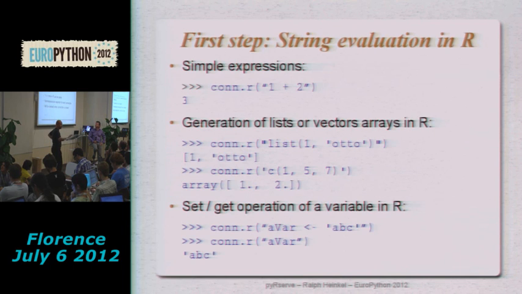And then you can send string expressions from Python to R, get them evaluated, and get the results back. The first one is just adding a number. The second one is creating a list, or a vector, on the R side. And what you get back immediately, when it's evaluated, is translated to the Python side, and you have native Python objects. This one shows how to set a variable in R and how to retrieve the variable.